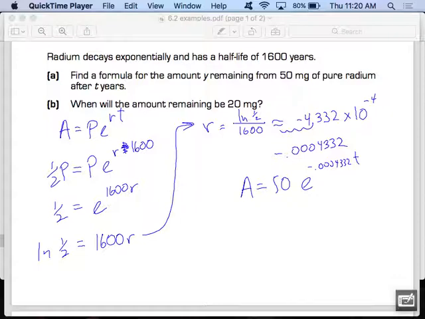When will the amount remaining be 20 milligrams? Will the answer be more or less than 1,600? More. Well, I got both. Oh, I guess we didn't look at the third possibility. More or the same. Right, or the same. How much radium will we have after 1,600 years? 25 milligrams, because it's half. So therefore, will the answer be more or less? More. Good.